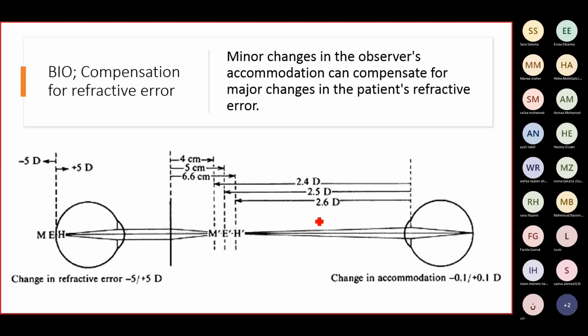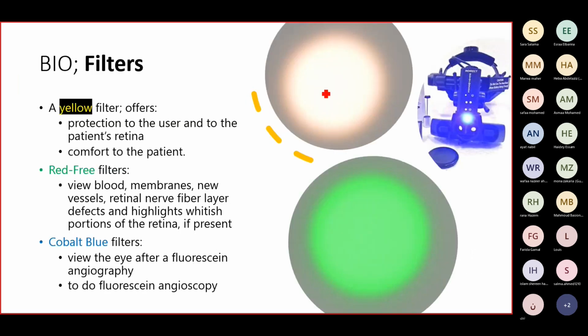This is why there is no lens wheel with the indirect ophthalmoscope. Okay, so we have many filters. We have the yellow filter. As you know, the yellow filter is always more comfortable for the patient. We have the red free filter, which is good to observe the red structure like the blood, the new vessels, the retinal nerve fiber layer, etc. Or you have the cobalt blue filter. It can be used after injecting the fluorescein dye to do an effect similar to the fluorescein angiography.